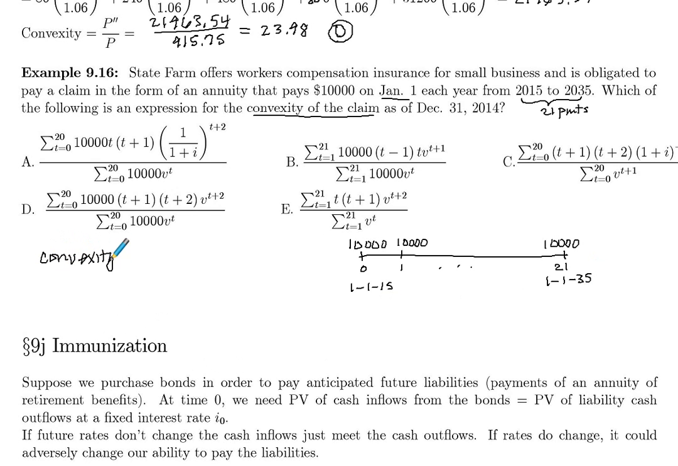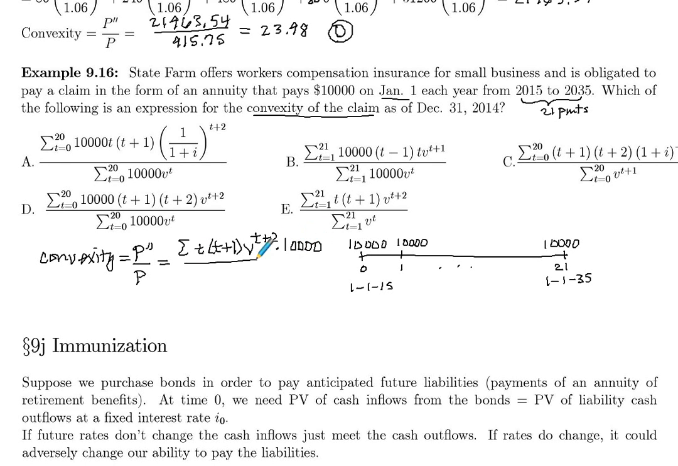So convexity then, remember, is P double prime over P. And then our expression for P double prime, that was the sum of t plus 1, v to the t plus 2. Okay, that was from taking our derivatives when we expressed P just in terms of v. And then times the cash flow at time t, which all of our cash flows are the same. They're all 10,000.